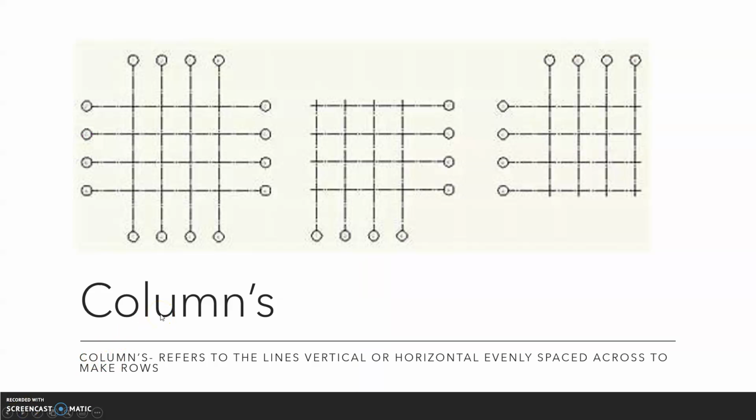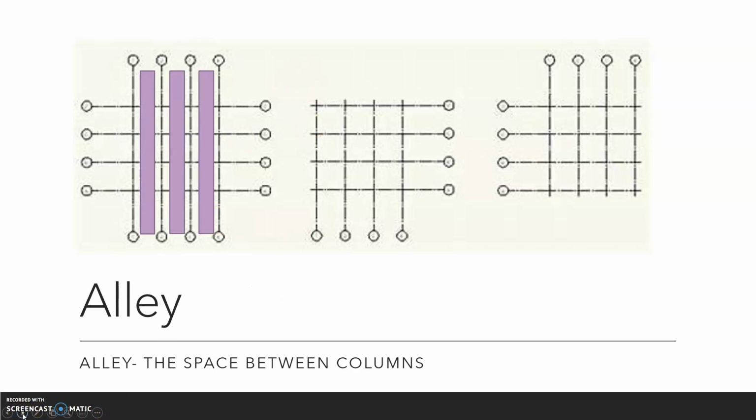Columns. Columns refer to the lines vertical or horizontal, evenly spaced across to make rows. So right here, this is a column. Just the lines right here, and then they were crossed. But you guys know what I'm saying, like just crossed. And then alley. I've drawn these purple boxes so that we can see what it looks like. It's basically the space between columns. So it just kind of tells itself right there.